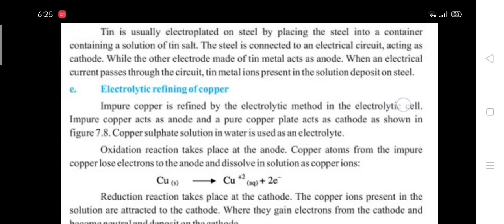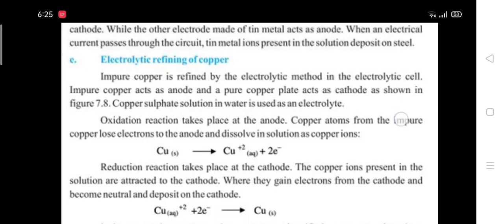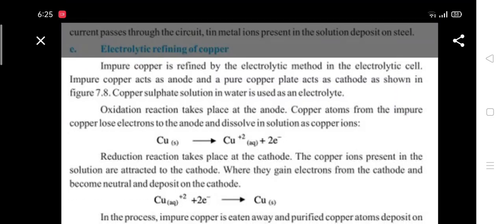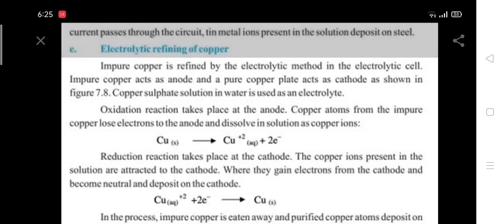Oxidation takes place at the anode and reduction takes place at the cathode. The copper ions present in the solution are attracted to the cathode, where they gain electrons from the cathode and become neutral and deposit on the cathode. In the process, impure copper is eaten away and purified copper atoms deposit on the cathode.